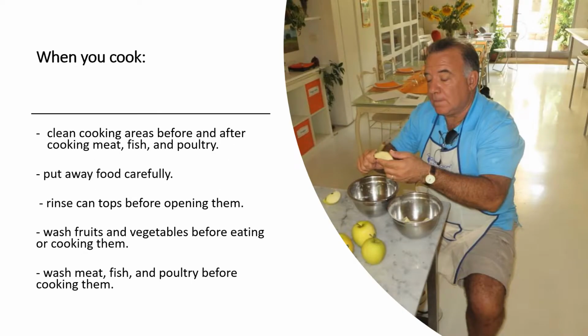When you cook as a caregiver, you have to clean cooking areas before and after cooking meat, fish, and poultry, and put away food carefully. You have to rinse can tops before opening them. Wash fruits and vegetables before eating or cooking them. Wash meat, fish, and poultry before cooking them.